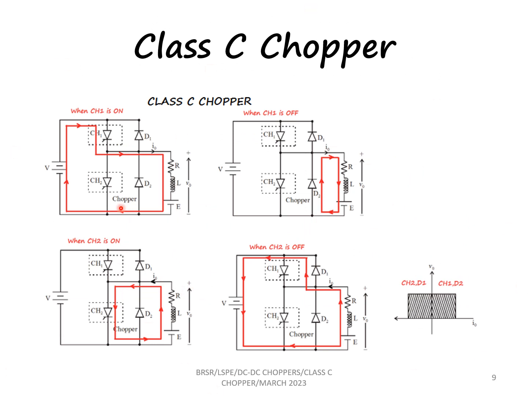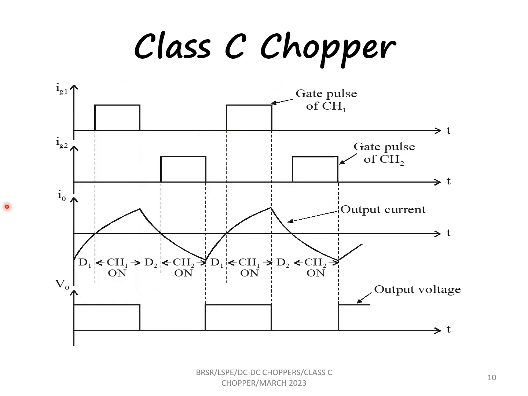This image shows the current flow when chopper 1 is on and when chopper 1 is off, and when chopper 2 is on and when chopper 2 is off. In the first case, when chopper 1 is on and the diode D2 is conducting, we get the first quadrant operation. When chopper 2 is on and D1 is conducting, we get the second quadrant operation. If we see the waveform, the operation of chopper 1 and D2 gives a positive output voltage, and the output current is also positive.